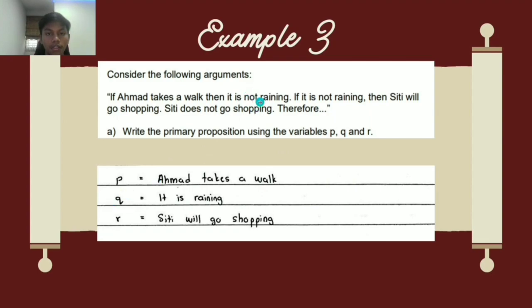Okay, but because this has a not, and this is a normal Q, we will not put the not in the sentence. And for the next sentence, if it is not raining, then Siti will go shopping. So this will be negation Q, and this is we can put R. So Siti does not go shopping equals to negation R.